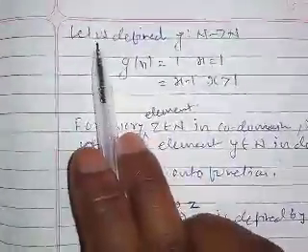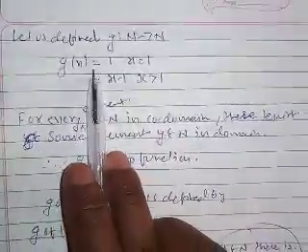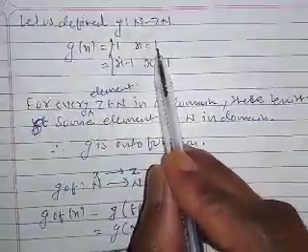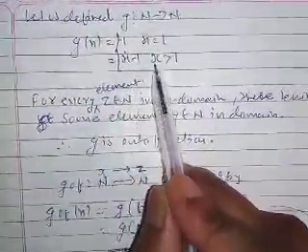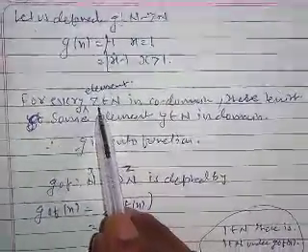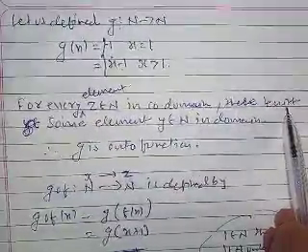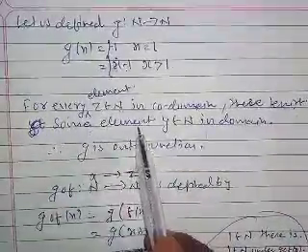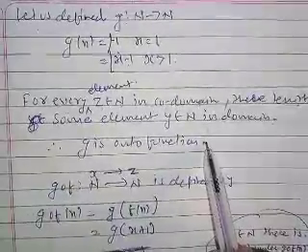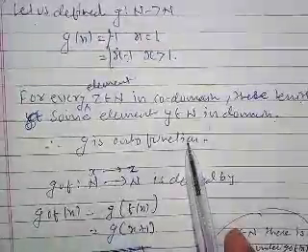So let us define g from N to N such that g of x is equal to 1 where x is equal to 1, and x minus 1 where x is greater than 1. So for every element z belonging to N in the codomain, there exists some element y in the domain, therefore g is an onto function. This comes from the definition of an onto function.